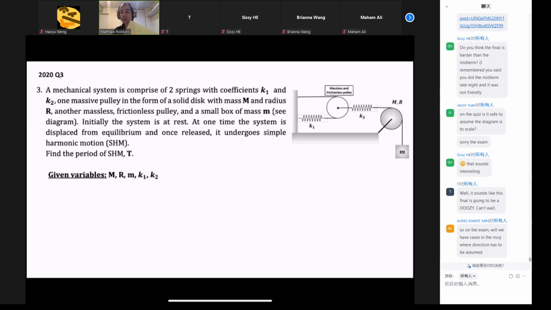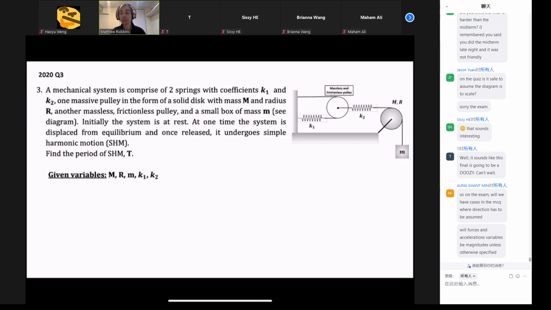Right, so what I want to do is go on to question 3. Where's question? There's question 3. Will forces and acceleration variables be magnitude unless otherwise specified? It's going to be evident on the exam whether something is a magnitude or whether something also has direction. Unfortunately, I can't go into more detail than that.